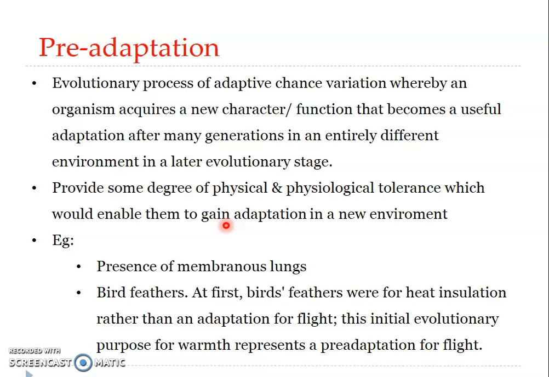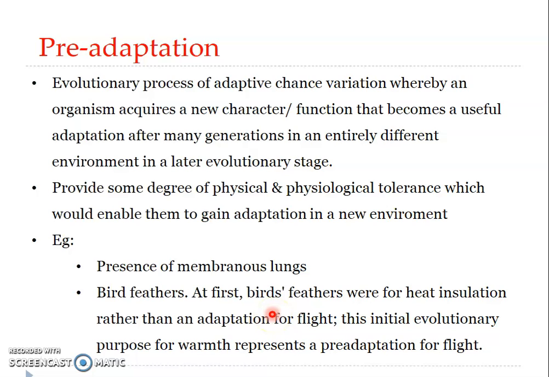Pre-adaptation is an evolutionary process of adaptive chance variation whereby an organism acquires a new character or function that becomes a useful adaptation after many generations in an entirely different environment in a later evolutionary stage. We can explain this with an example, like bird feathers. Bird feathers were initially developed as a means for heat insulation. At that time, those ancestors which possessed the feathers never had the ability to fly.